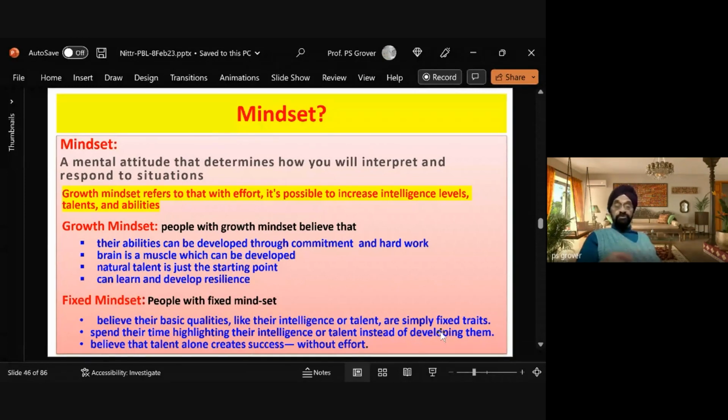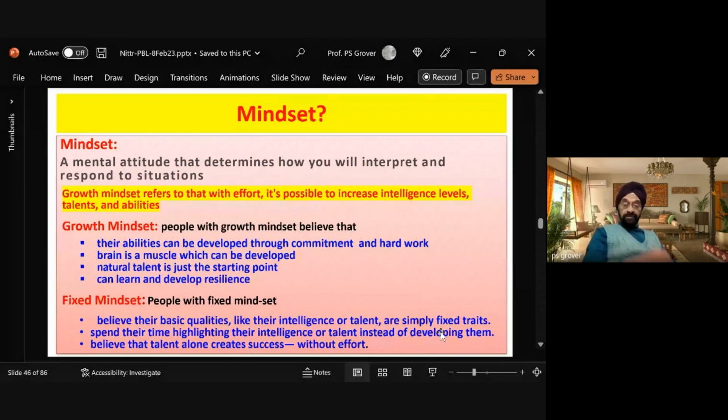Now we need to make the student believe. People with a growth mindset believe that their abilities can be developed through commitment and hard work. The brain is a muscle which can be developed. Natural talent is just the starting point. They can learn and develop resilience. If I'm able to imbibe this habit in the student, I'm helping the student to excel. And this can be done with the help of project involvement, real life complex problems. Please remember, complex problems, not simple problems.